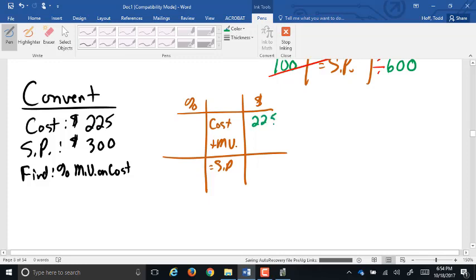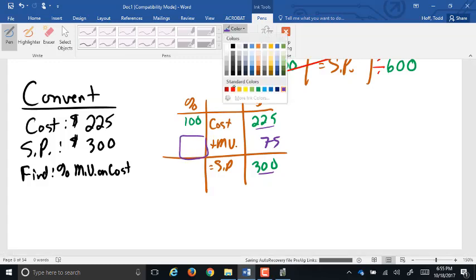$225 is the dollar cost. $300 is the dollar selling price. 100 goes on the percent cost. We subtract here to get a $75 markup. Now I want to pause. Any questions on where that $75 comes from? Just 300 minus 225. And we're looking for the percent here.